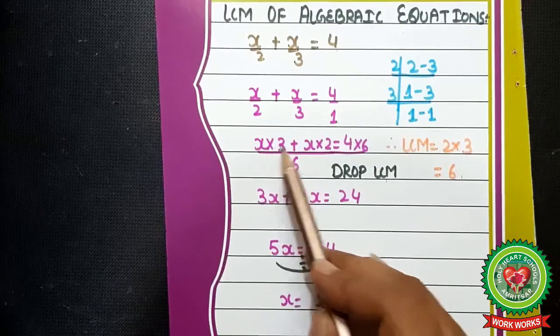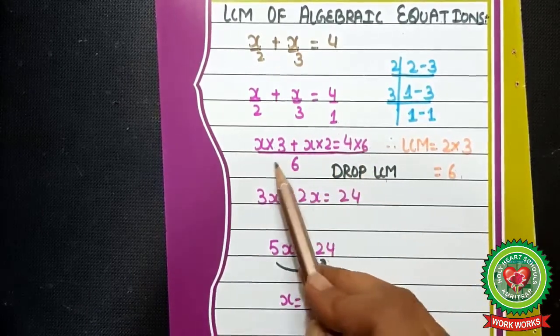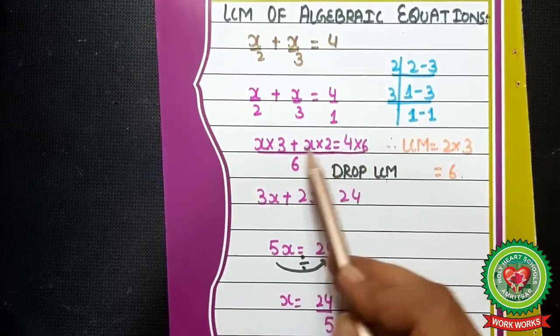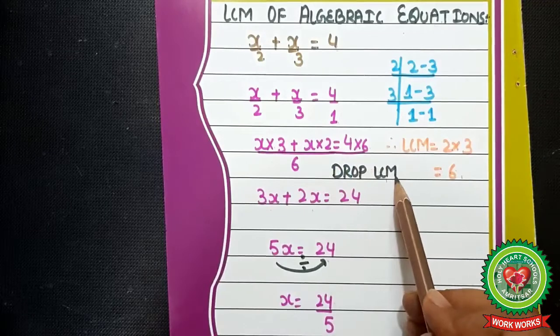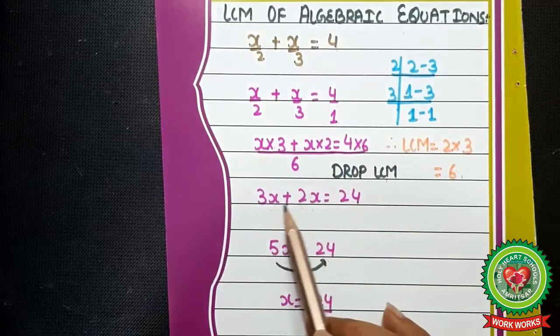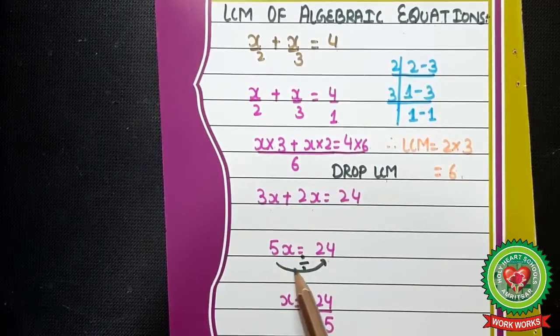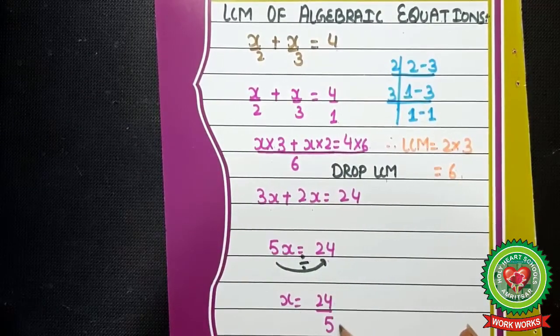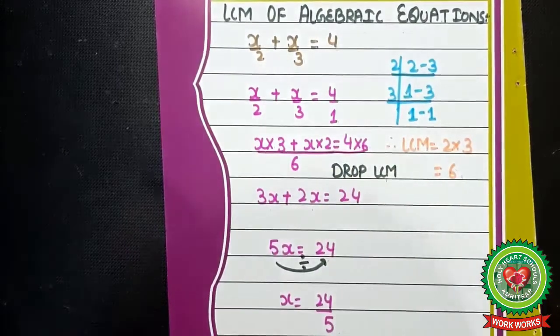It will become 3x plus 2x is equal to 24, and as here I have taken common LCM, means I have taken LCM on both sides, so here we will drop LCM. Now after adding these two, I'll get 5x is equal to 24. This 5 will be divided by 24, so x equals 24 upon 5. So this was the LCM in case of algebra.